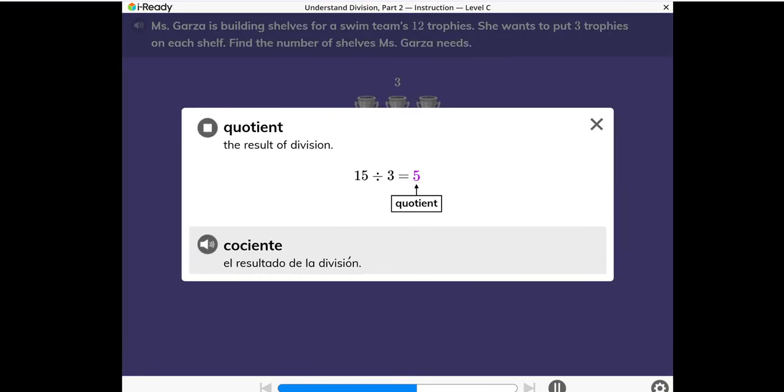Quotient. The result of division. Cociente. El resultado de la división. Question. If it's division, why does it show it in English here?